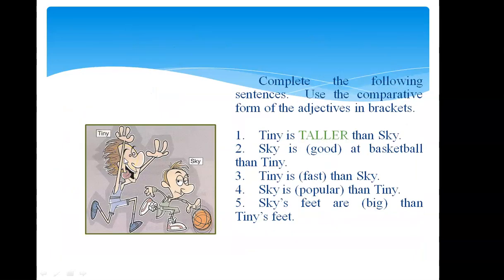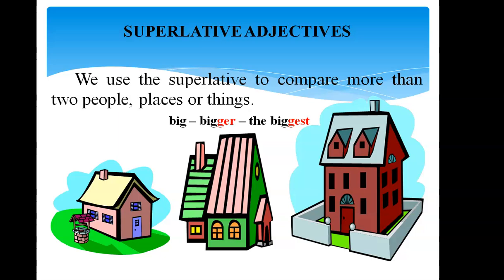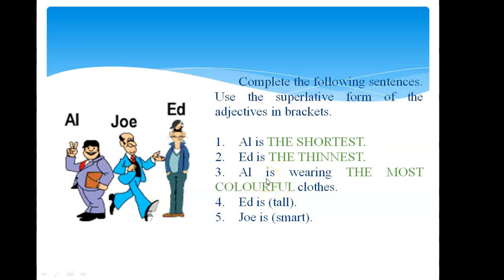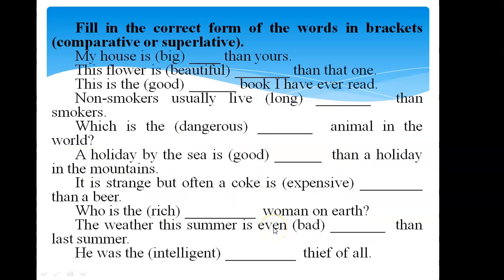So let's continue our lesson. Ali is the shortest. Ed is the thinnest. Double N, yes. Consonant, vowel, and the consonant. After the consonant, we add the N. Ali is wearing the most colorful clothes. Ed is the tallest, double L will be. Joy is the smartest.